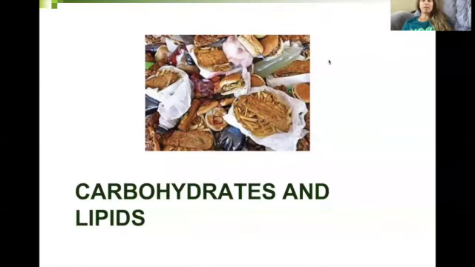All right, today's topic is carbohydrates, lipids, and then we're going to hit protein. So what you look here is a little bit of all of it. Carbohydrates and lipids, these are your starches and your sugars and your fats, and then your protein is going to be all of your meats.